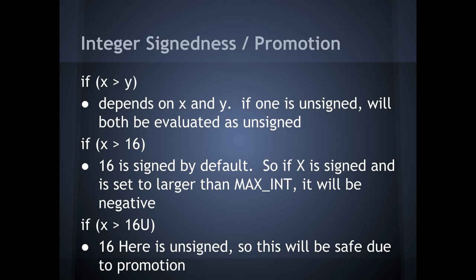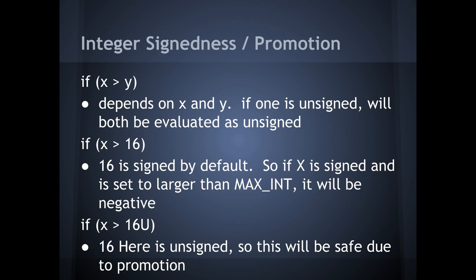As I stated in the past lecture, the integer promotion rules are complicated, but usually unsigned wins. I should go on the record and say that that's not always the case, and I may be wrong sometimes, because I don't understand all of the integer promotion rules. They are quite complex. So the next case, if x is greater than 16, hard-coded values like 16 are signed by default. So if x is signed and is set to a value larger than max int, it will be negative.